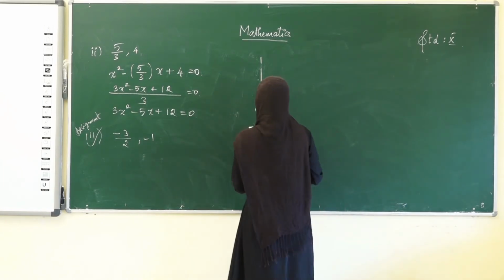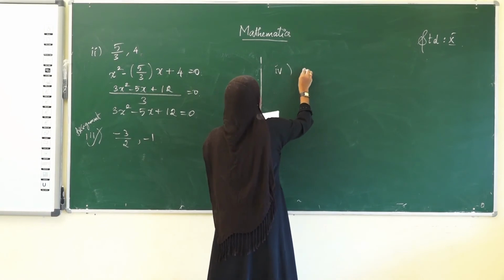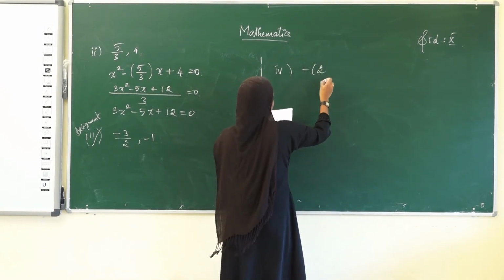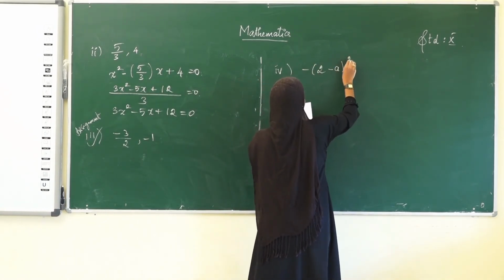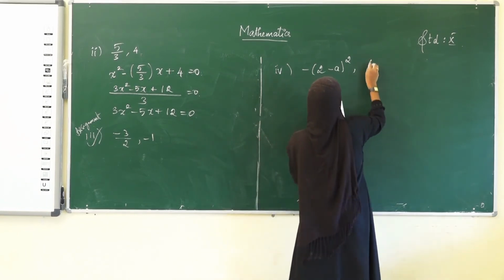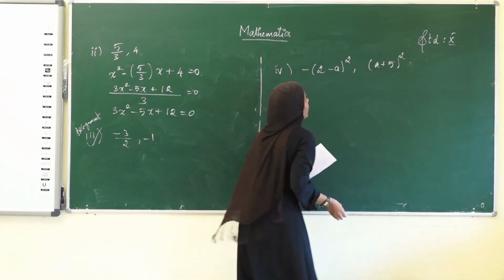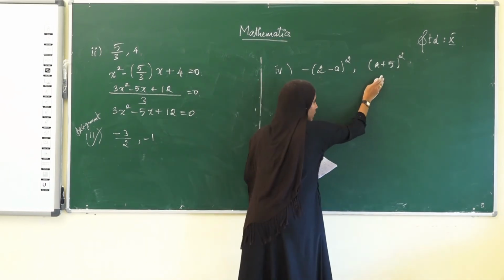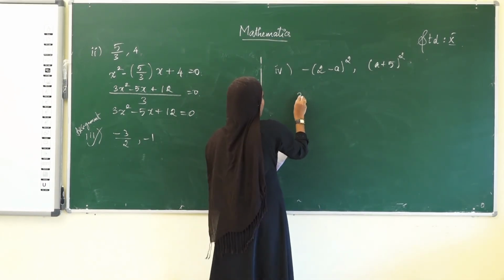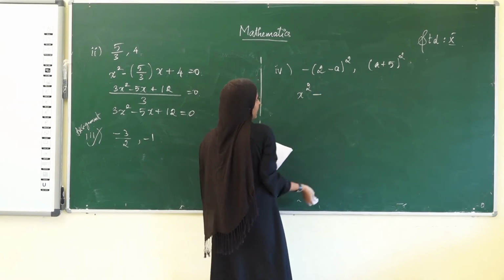What is the fourth subdivision they have given? Fourth subdivision is minus of 2 minus a the whole squared and a plus 5 the whole squared. Okay, this is the sum of the roots and this is the product of the roots. How do we form the equation? X squared minus sum of the root.